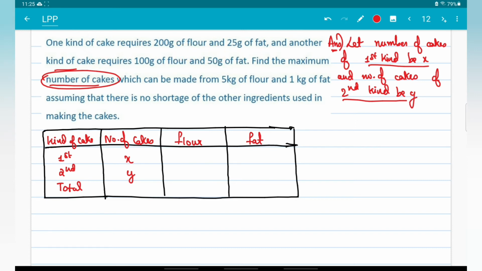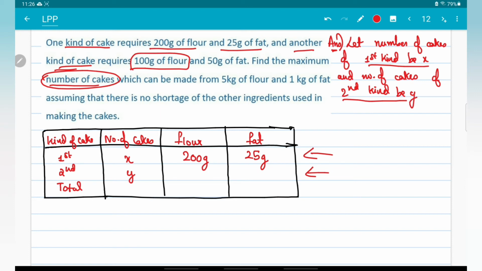As you can see, they have written that one kind of cake, that is the first kind, requires 200 gram of flour and 25 gram of fat. So the first row, for the first kind of cake, requires 200 gram of flour and 25 gram of fat. Now we fill in the values for the second kind, that is the second row. They have said another kind of cake will require 100 gram of flour and 50 gram of fat.